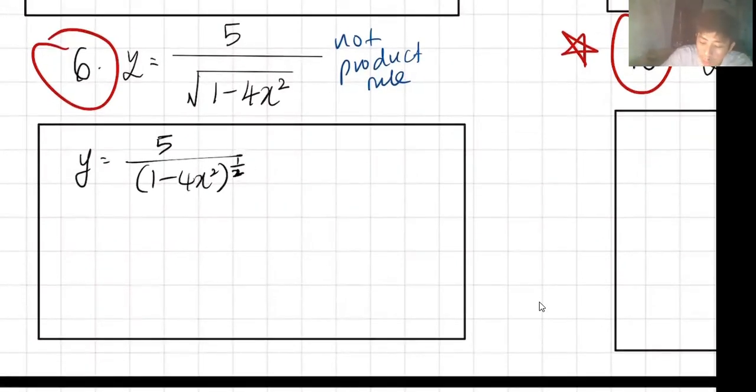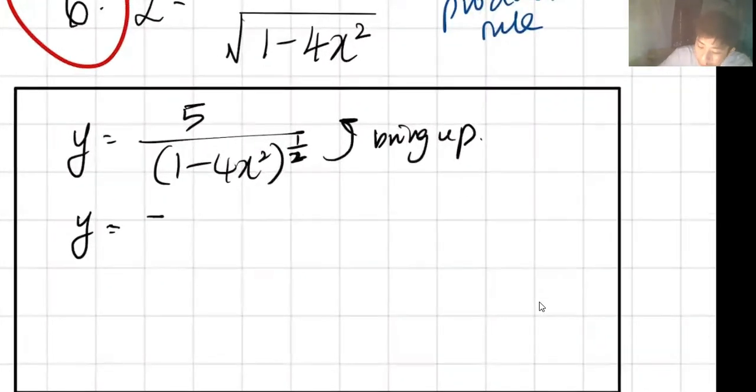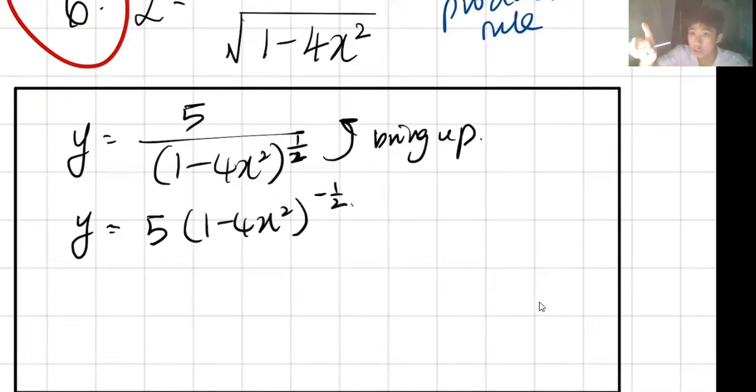So actually I want to bring this one upwards. How do I bring it up to the numerator? I haven't differentiated yet, so I'm going to write y first. I write back everything, but for the power, just one thing you do: change the sign, becomes minus half. That's it, you have brought it upwards. If you want to bring it back down, you change back from negative half to half.